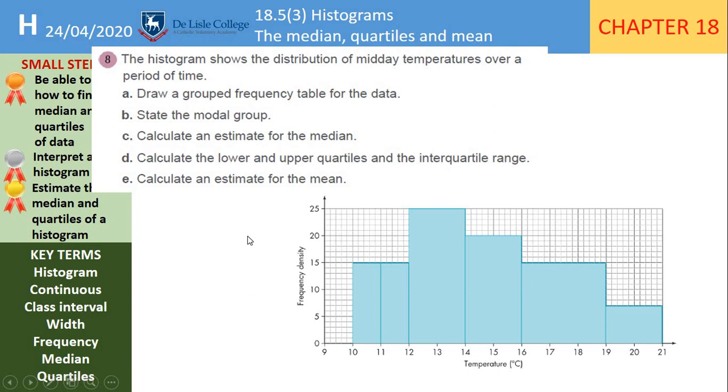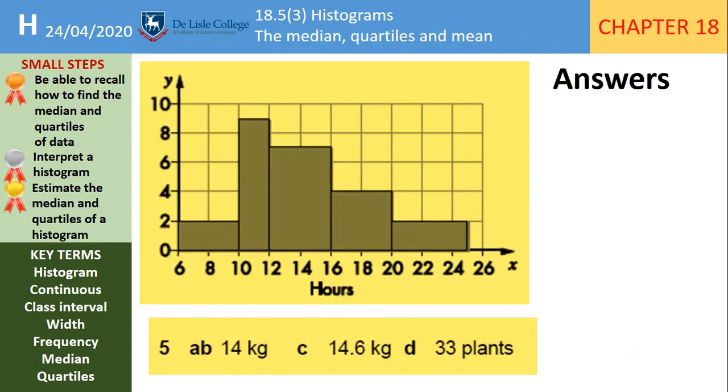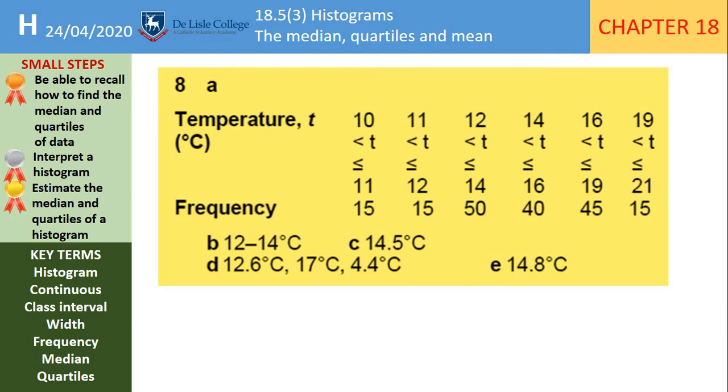Upper and lower quartiles, you're looking for 25% of the way along the diagram, 75% of the way along the diagram, and then subtract them for the interquartile range. An estimate for the mean, again you find the midpoint times the frequency, midpoint times frequency, do that for all the bars, and then divide by the total of the frequency. Here are the answers if you want to then check them.